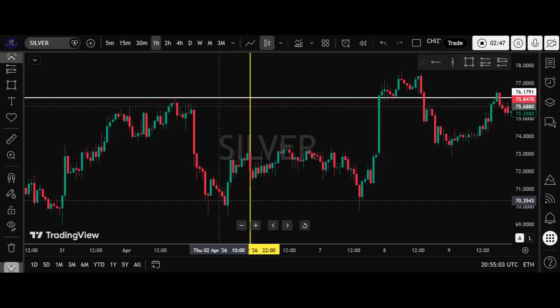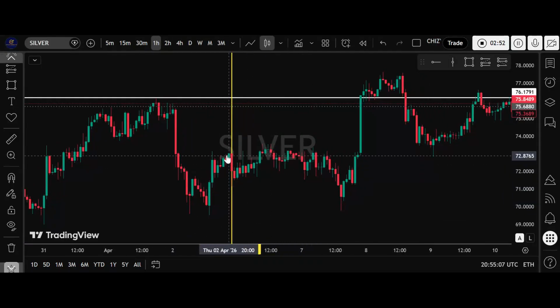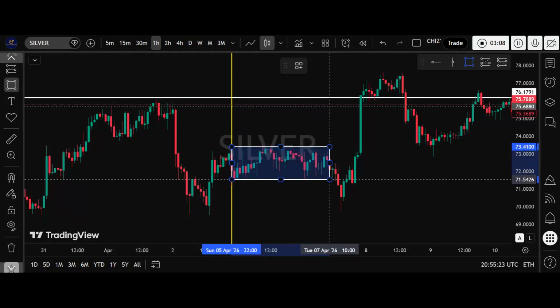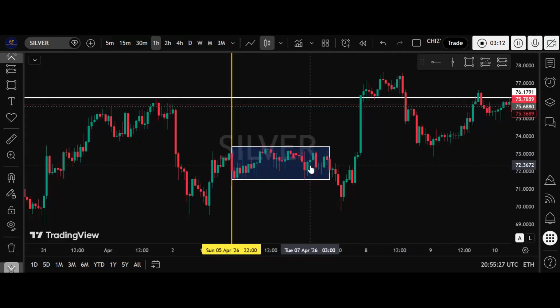Okay, so having entered the new week, we had this consolidation right here, of which you can call it accumulation manipulation for now. So let's highlight it. So entering the new week, we had this accumulation. Okay, so this was the accumulation we had in the new week, and this was the manipulation.